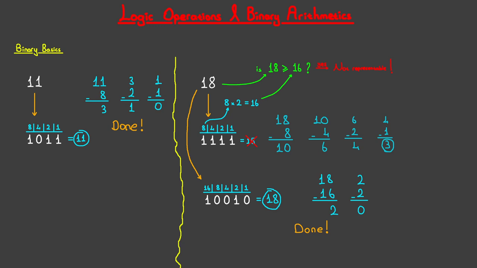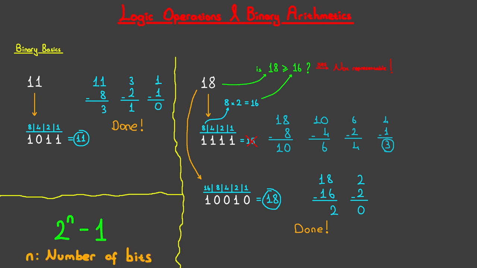If you want to find the maximum value you can represent for a given amount of bits, use the formula 2 to the power of n minus 1, where n is the number of bits. And that's it for the binary basics. Let's talk about basic binary arithmetic. Let's see how we can add and subtract in binary.